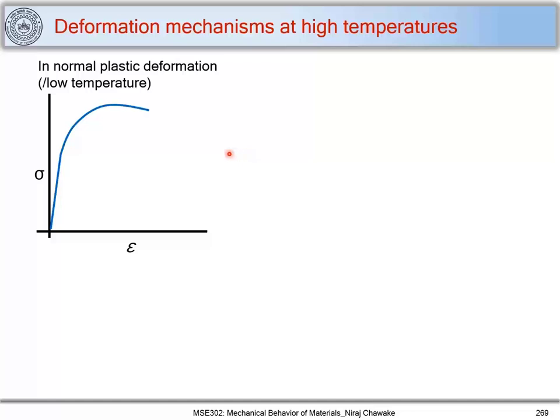In normal plastic deformation, we get this typical stress strain curve, and you can see that when I want to impose this much plastic deformation, I need to apply this much stress. And when I want to impose this much plastic strain, I need to increase the stress, and we can get this understanding using this stress strain curve.